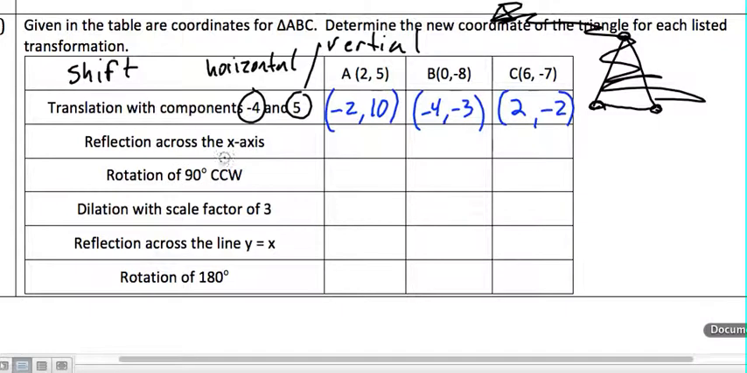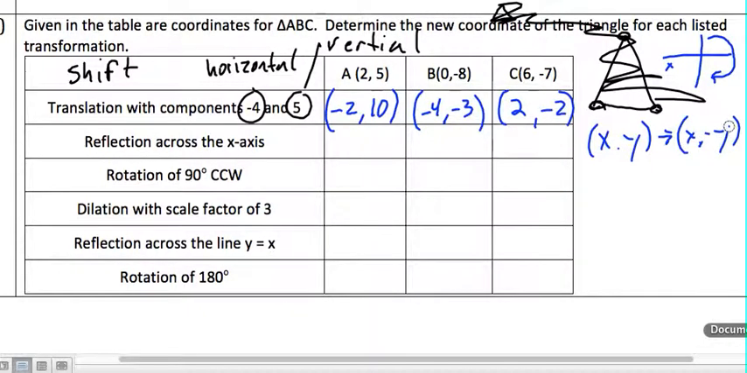A reflection across the x-axis. So this is one that requires a rule. A reflection across the x-axis is going to flip, if this is our x-axis, flips the object across. So it doesn't change the x value, but it switches the sign of the y value. So you may remember our old rule, x, y turns into x comma -y. So let's just apply that rule to these 3 points.